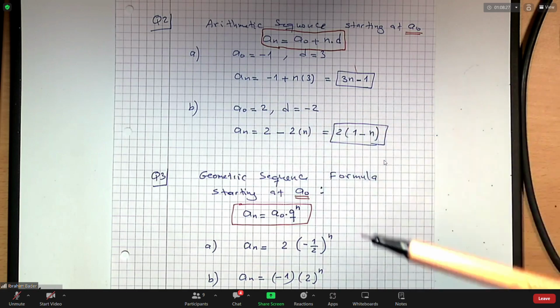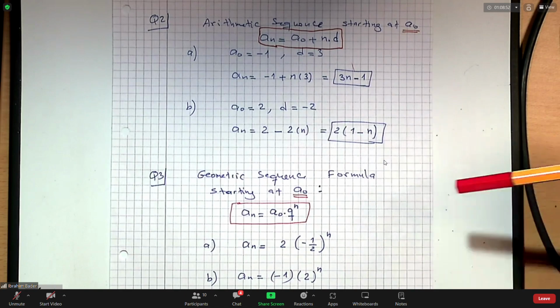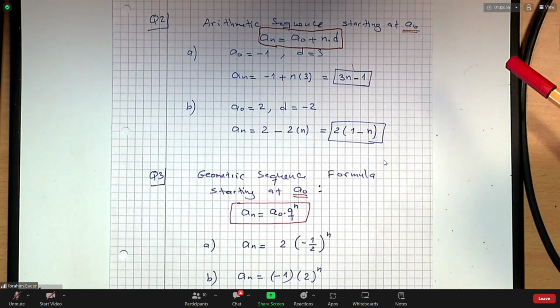A0 and D. So usually in the arithmetic sequence, you have a constant. If you subtract two successive terms, you have the same constant, okay? For instance, 2, 4, 6, etc. It's always 2, the difference between any successive terms, what we call D, okay? So here, the first element and the constant, that is the difference between two successive terms.